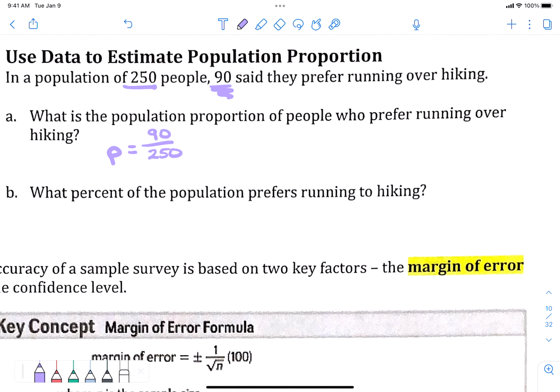90 people out of the 250 people prefer running over hiking. What is that as a decimal? 90 divided by 250 is 0.36. That is my proportion. Now it says, what percent of the population prefers running over hiking? 36%. If we just convert that to a percent, we move the decimal 2 places, and it's 36%. That's pretty easy, right? That's not too hard.